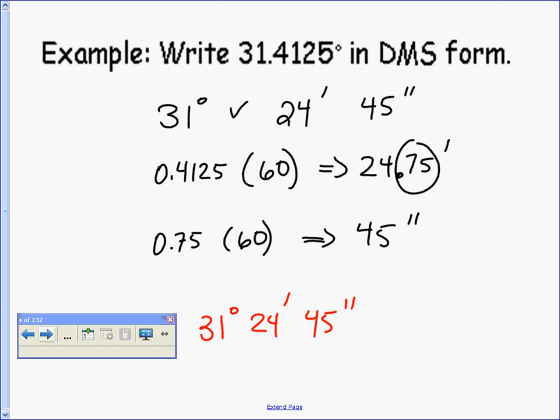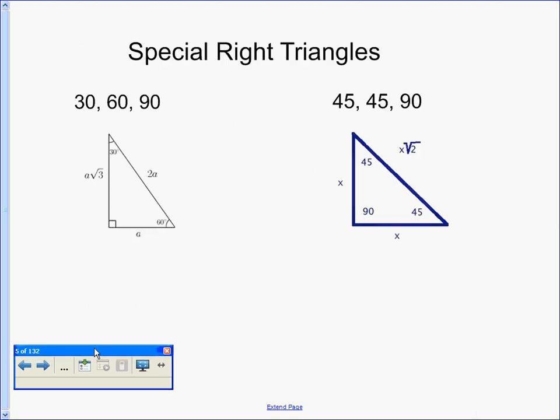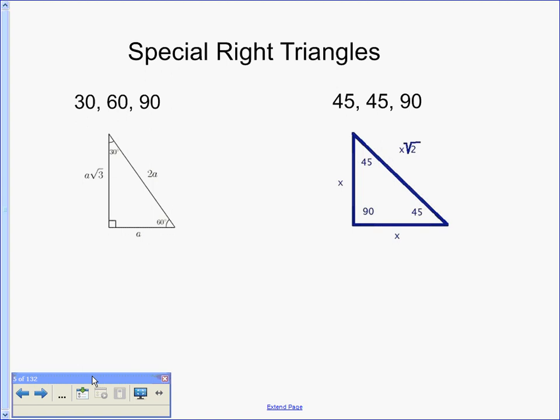All right, now we've talked about DMS form, and we're going to go through now and talk about some special right triangles. This is going to help us out. This is something you should probably remember from geometry, maybe a little bit from algebra 2, but we have two special right triangles that we're going to be using in this chapter. One is the 30-60-90, and the other is the 45-45-90.